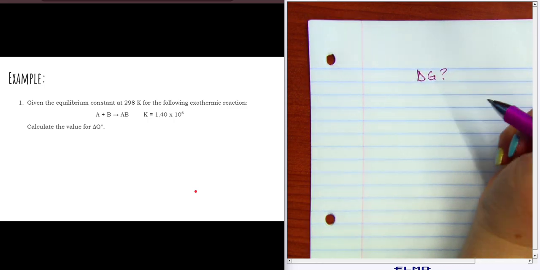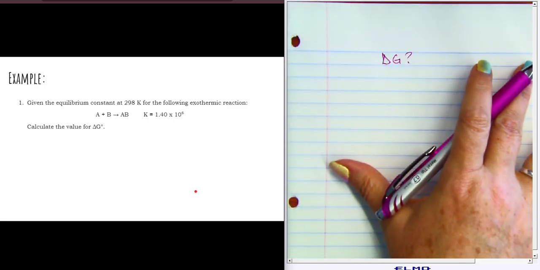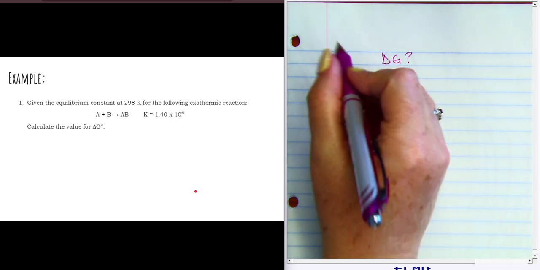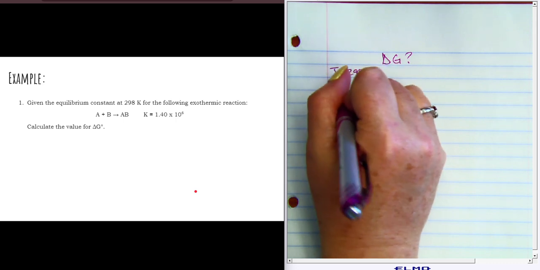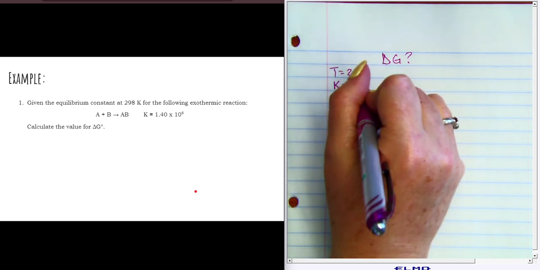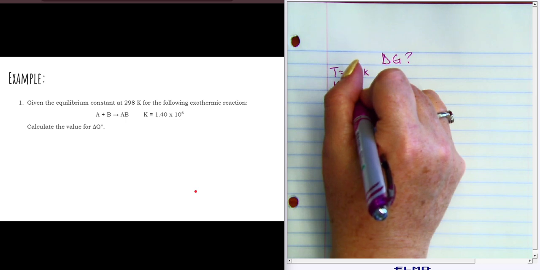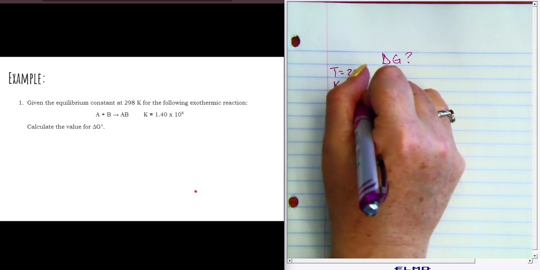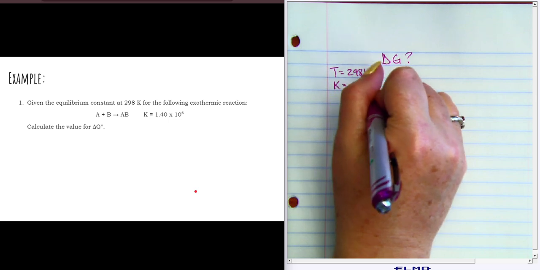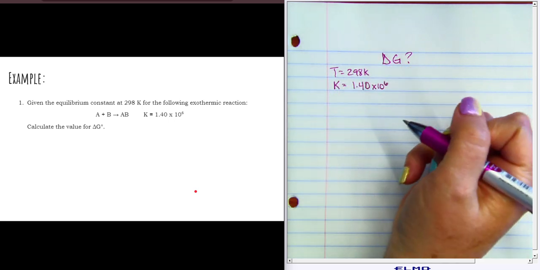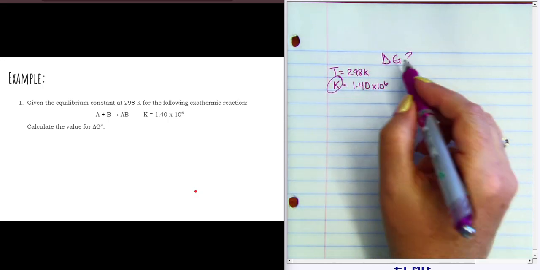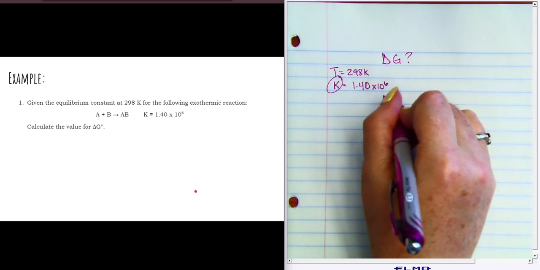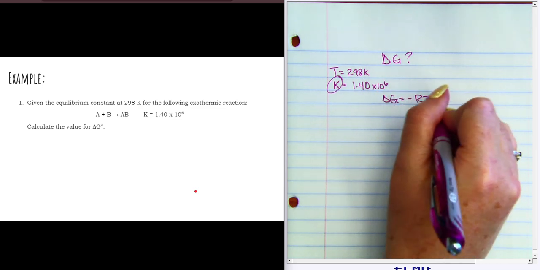There are so many ways to get delta G, so I've got to look at what they gave me. They gave me the temperature, which is 298 Kelvin, and they gave me a K value, which is 1.4 times 10 to the 6. The minute I see a K value related to delta G, I know I'm using the Rt ln K equation.